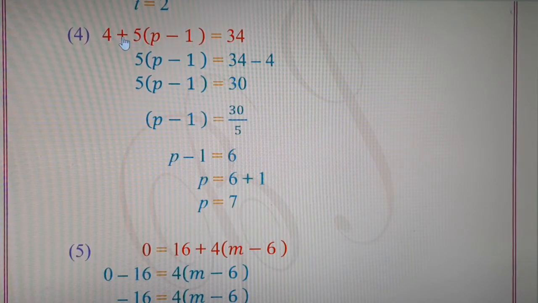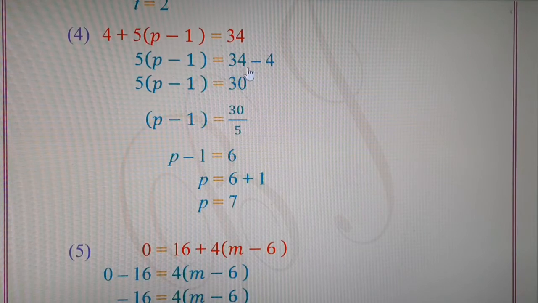Hence 4 is added. This 4 we will transfer from left hand side to the right hand side, and hence we will get the answer as 34 minus 4 because 4 is added in the left hand side. So when we are transferring from the left hand side to the right hand side, we have to use the opposite rule or the transpose rule. So plus 4 will become minus 4. 4 is added with 5(p - 1). Hence 4 when transferred to the right hand side, it will become subtraction 4. 34 minus 4, our answer is 30. And 5(p - 1) will copy as it is in the next step.